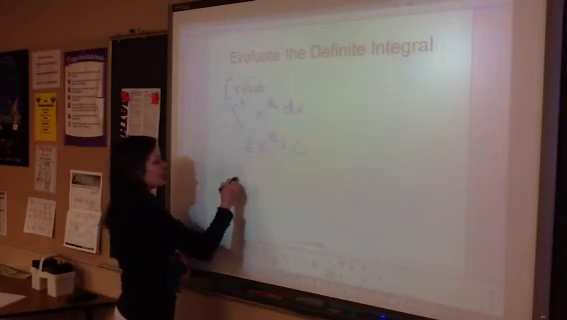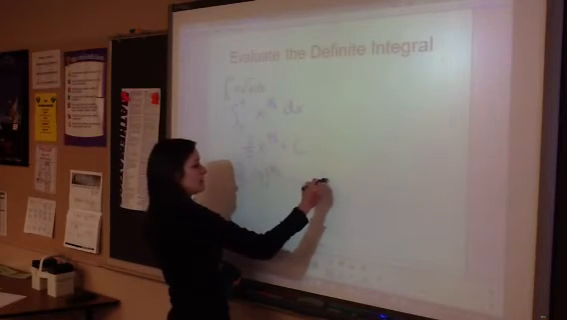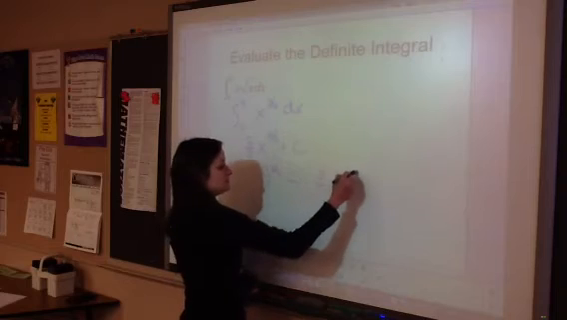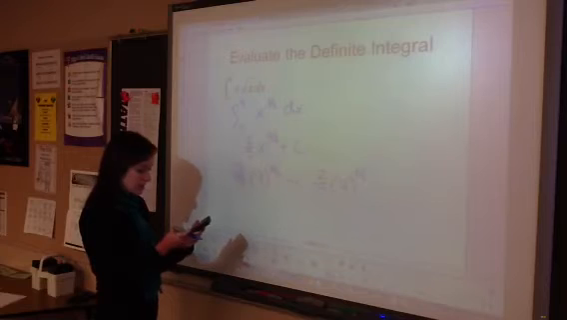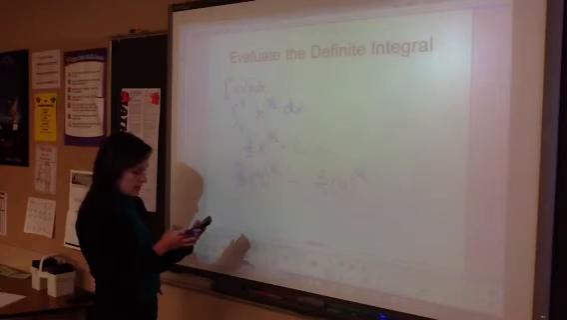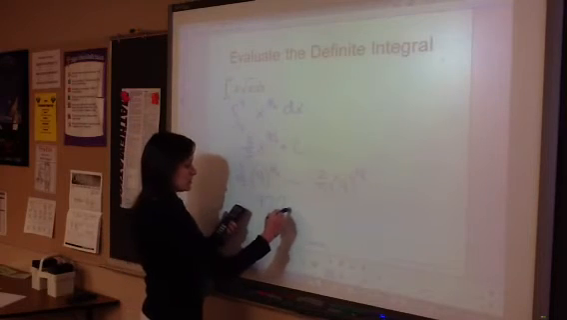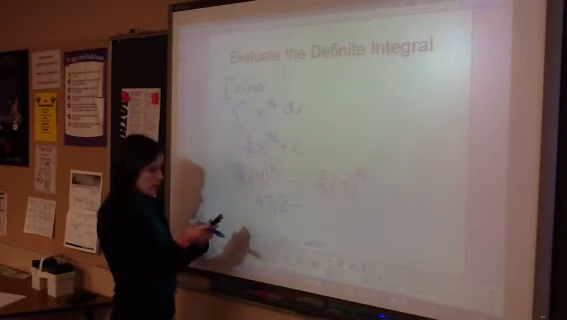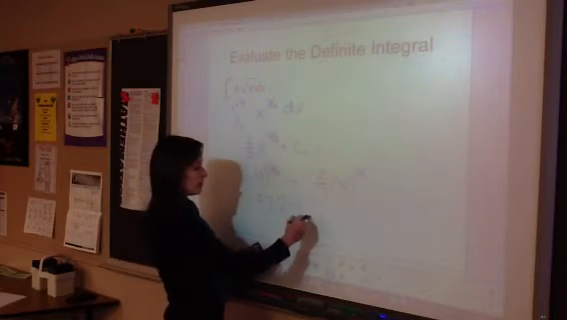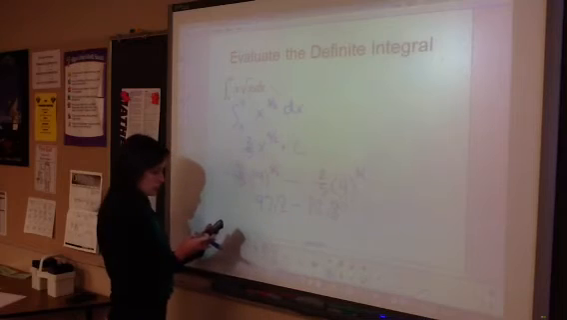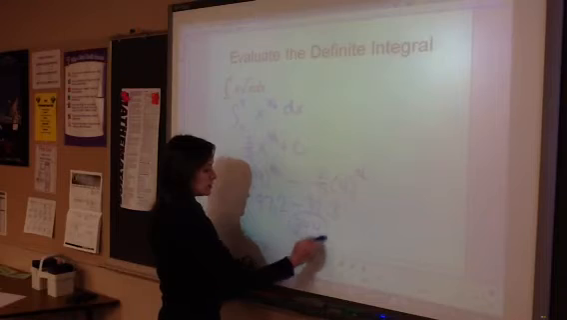So if I plug in 9 and I subtract off what I get when I plug in 4, let's see what we get. So we got 2/5 times 9 to the 5/2 power, and you get 97.2 minus, now we're going to plug in 4, and you get 12.8. So if you subtract, you will get 84.4 units squared.